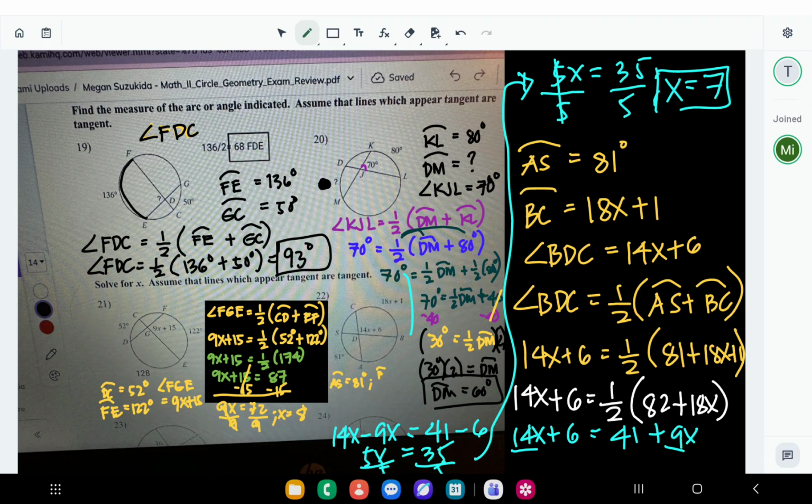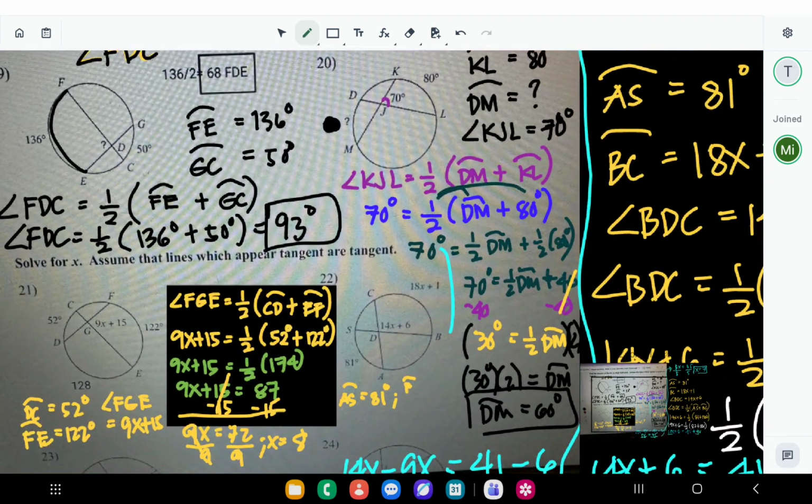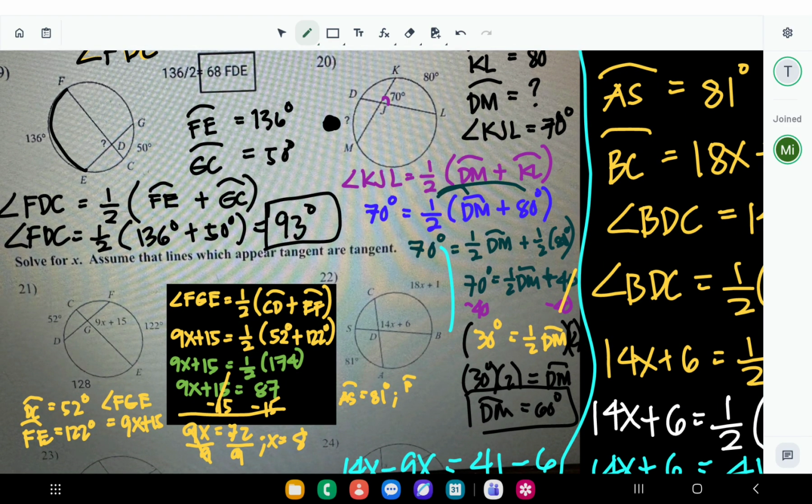Yeah. X is 7. This is number 22, right? Okay, 22. Then we have 23. Can you please clear the board so I can upload 23? No questions on this? Make sure you don't have questions on this.